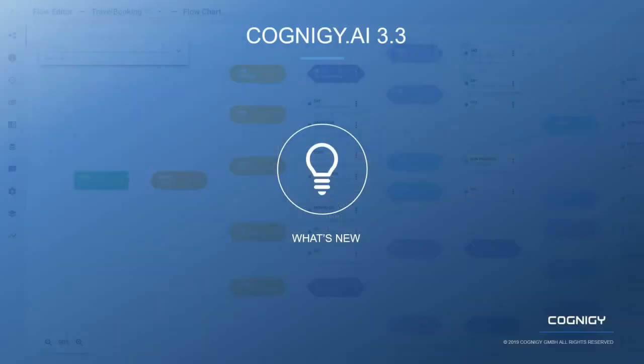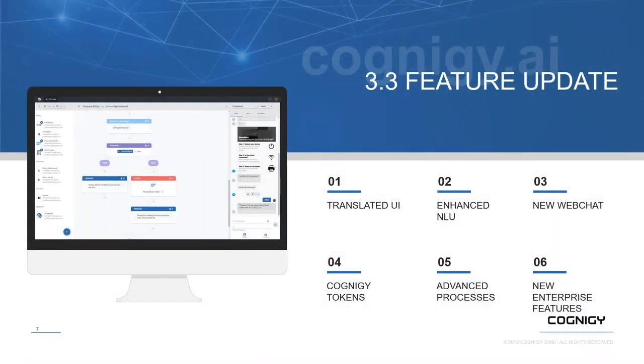With that, I want to get to Cognigy.AI 3.3. I want to show you what's new. As a quick overview, we have these 6 new features prepared here for you. First, we're going to quickly talk about our translated user interface, followed by having a look at our enhanced natural language understanding, which we've significantly upgraded in this release. Then we'll look at the new Webchat.